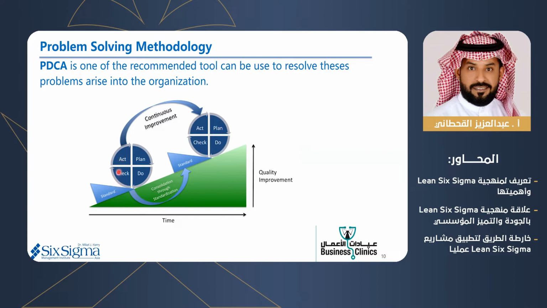So you have to standardize it with a procedure, you have to standardize it with a system in order to avoid the problem reoccurring again. So over time, you will have a quality improvement in your organization, and all of this is part of the continuous improvement.